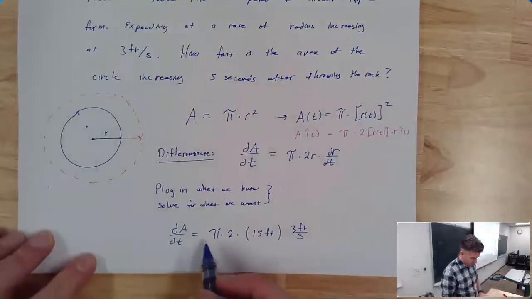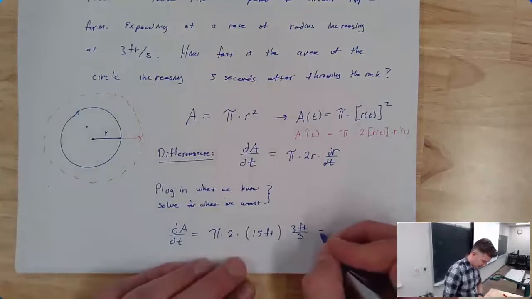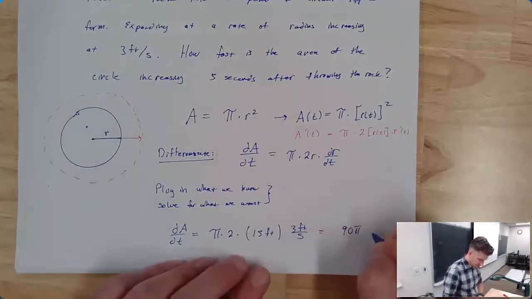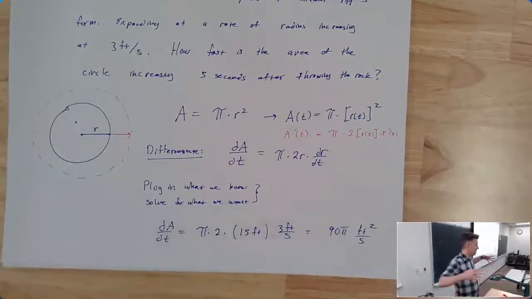So here we do this, we get pi times 2 times 15, which is 30, times 3. So we're going to get 90 pi feet squared per second. So at that moment, when the radius is 15 feet, or preferably after 5 seconds have elapsed, the area is increasing at 90 pi square feet per second. Now, what I want to point out is that if we had a different value, say we let it go for 10 seconds instead of 5 seconds.